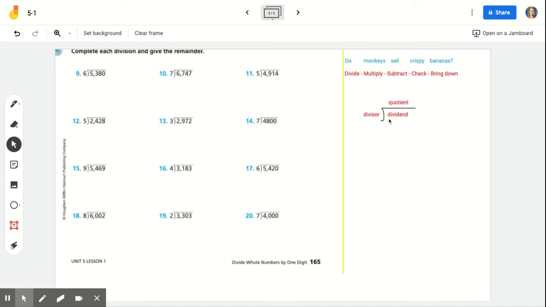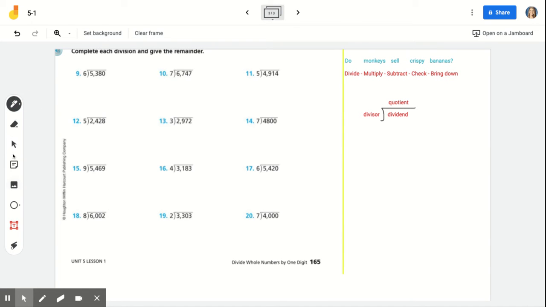And then again, I'm going to be using these vocabulary terms quite a bit when solving these division problems. Divisor is the number on the outside. Dividend is the number in the middle of what I call basically like a little hut. And the quotient, or the answer, is going to be going on top of our long division symbol.